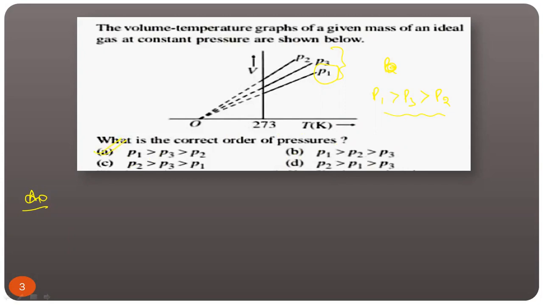Always remember, don't write P2, P3, and P1. Okay. This is V by T, pressure and volume are inversely proportional. And if this line varies, so order will be P1, P3, and P2. Clear? Now let's move to the next one.